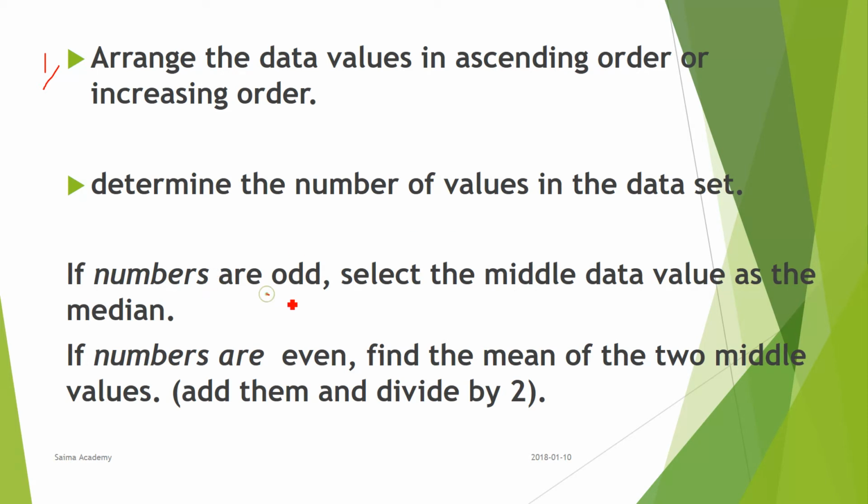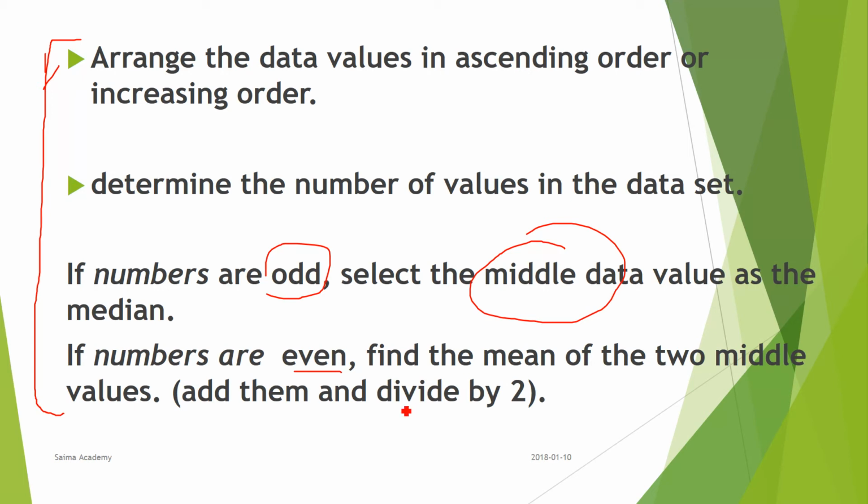If the numbers are odd, select the middle data value as the median, while if the numbers are even, find the mean of the two middle values: add them and divide by 2. So these are the 4 steps you have to consider whenever you calculate the median. First you have to arrange the data. This is compulsory in the case of median: arrange data in ascending order, and then find out how many values you have. If you have an odd number, your median will be the central value. If you have an even number, two numbers will come in the middle, and you have to add those numbers and divide by 2.